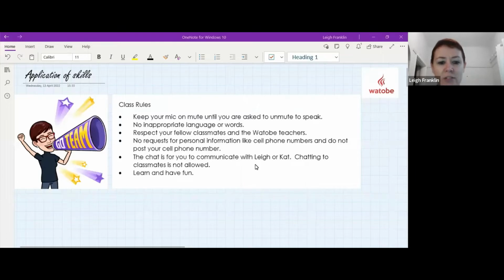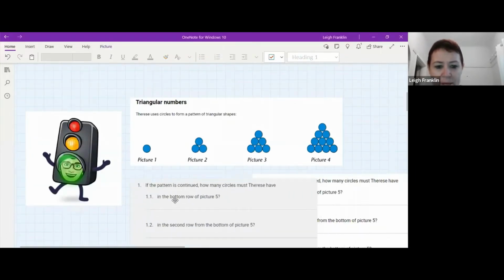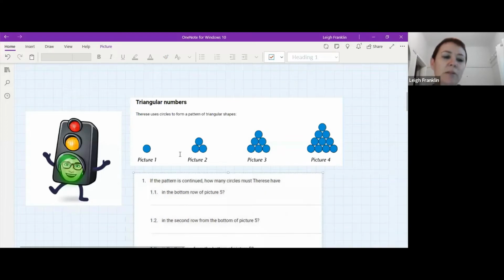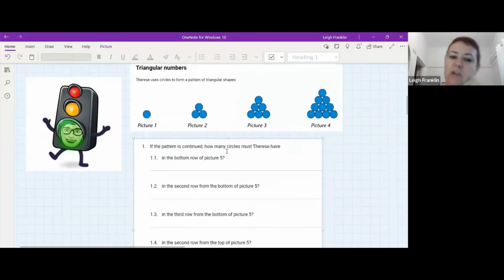So let's get started. Today's lesson, I would like you to be a little bit more independent than what we've been up till now, okay? So what I'm going to do is dive straight in. We've spoken about triangular numbers before, and I want to see if you can answer this sort of question on your own.